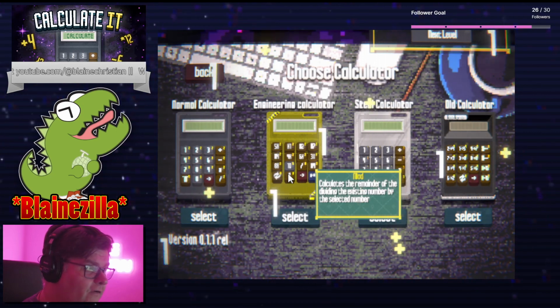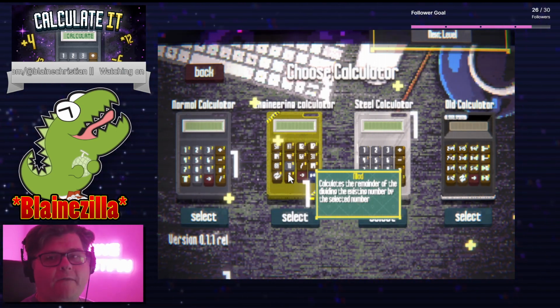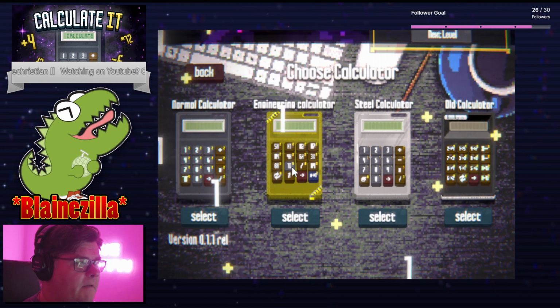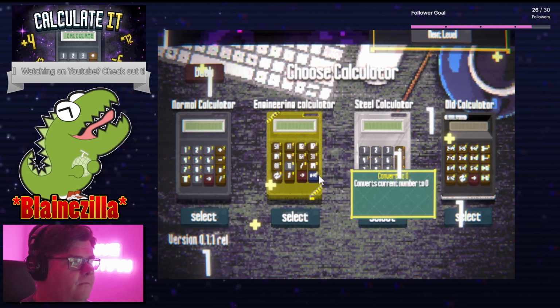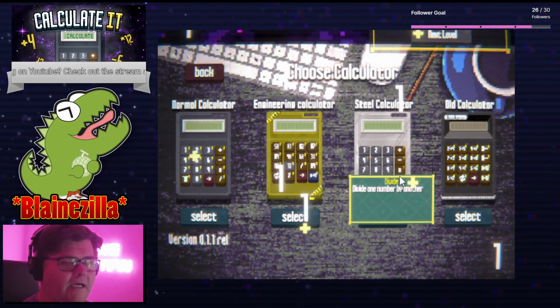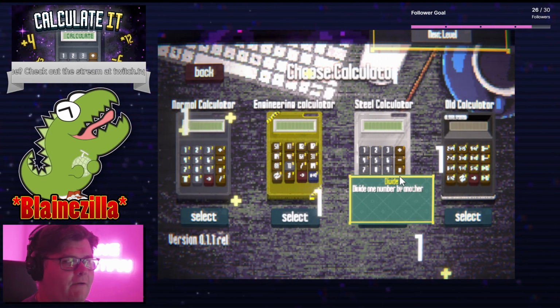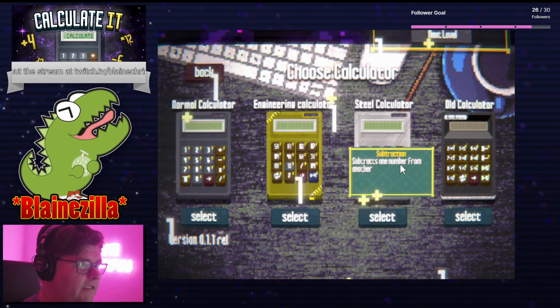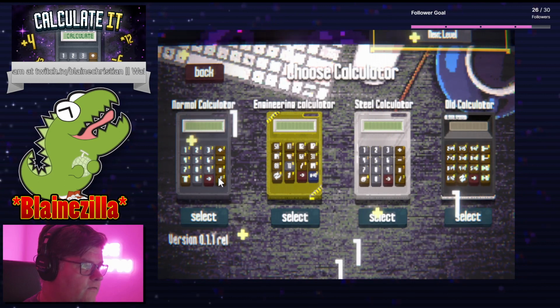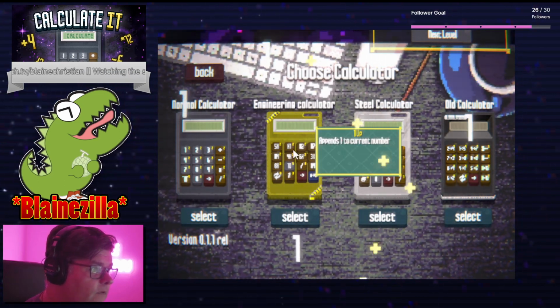Engineering calculator mod. Yeah, modulo. That's my key. We got the modulo. I use that. I use modulo. I get down with modulo in real life. Divide. Oh, that's just what the keys are. So there's nothing special. So is it just like the layout of it?